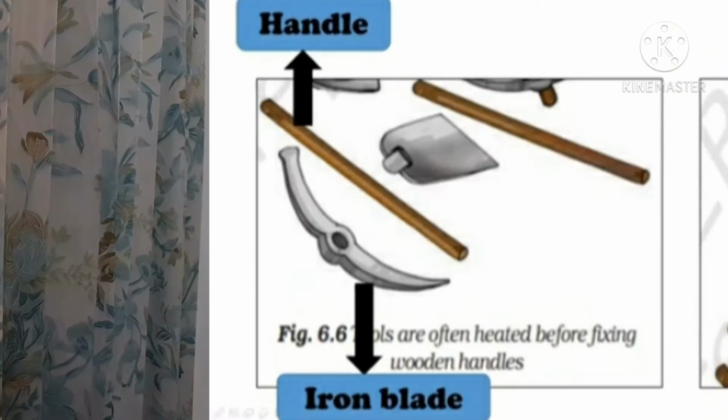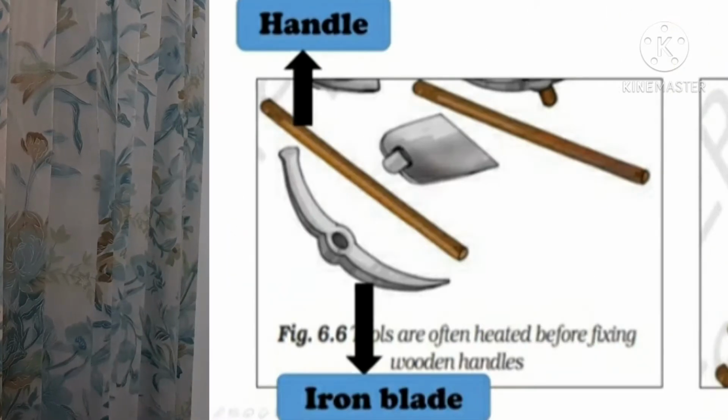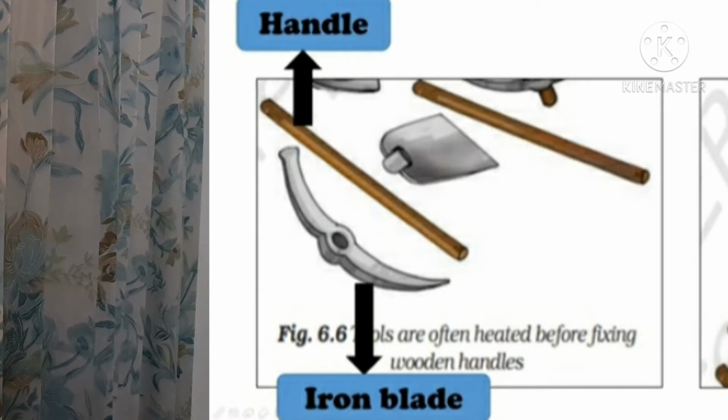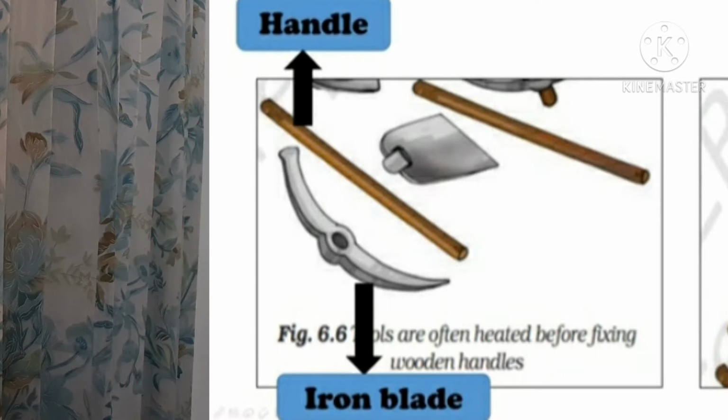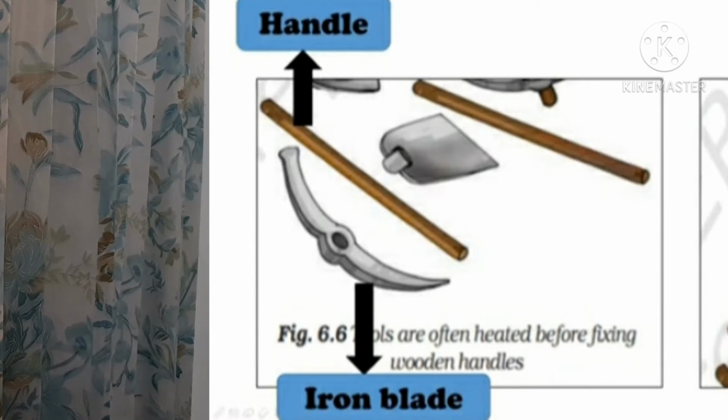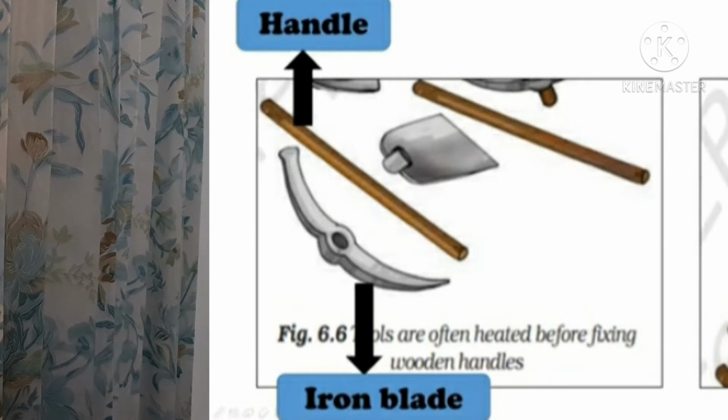Look at the picture, children. Can you see this ring present in the iron blade? It is made slightly smaller in size than the wooden handle. When we want to fix the handle, the iron ring is heated for expansion. On heating, what happens? We know that on heating, the ring will expand. Now the handle fits easily in this ring.